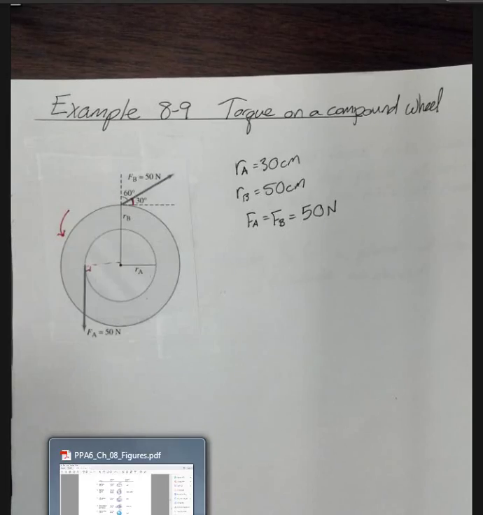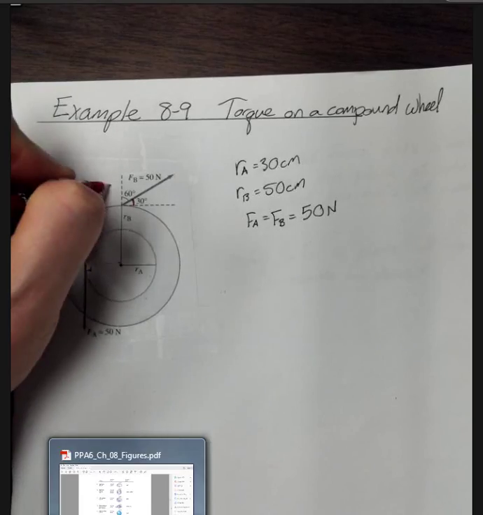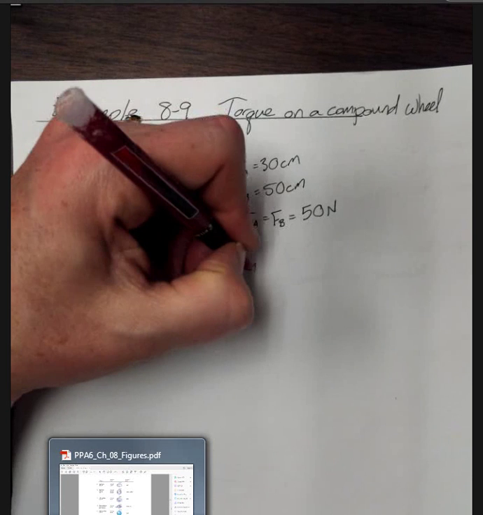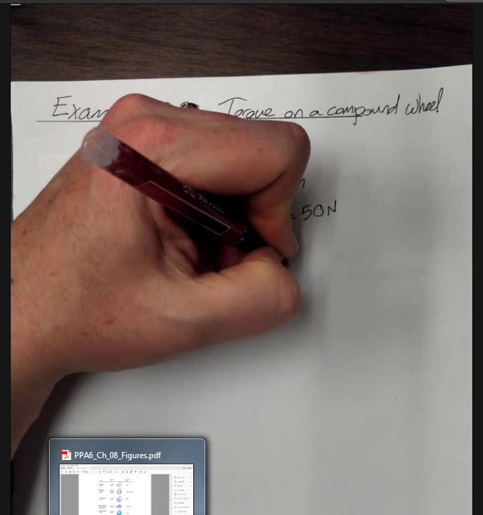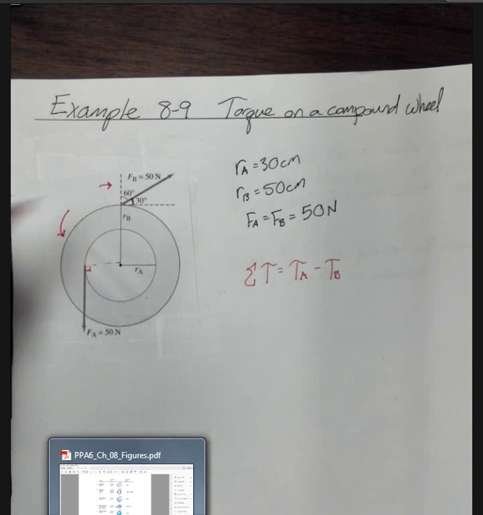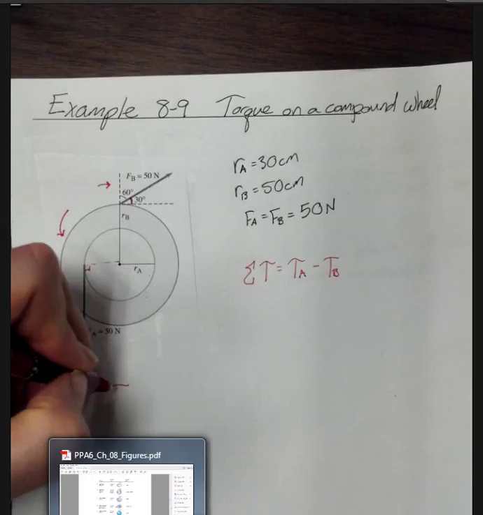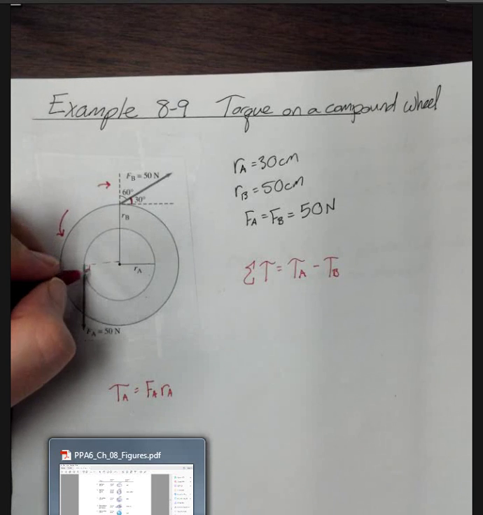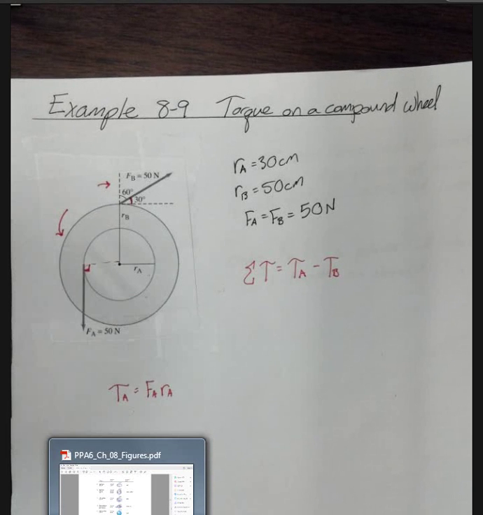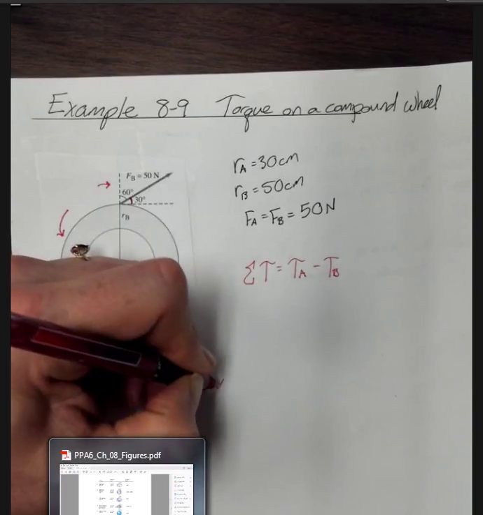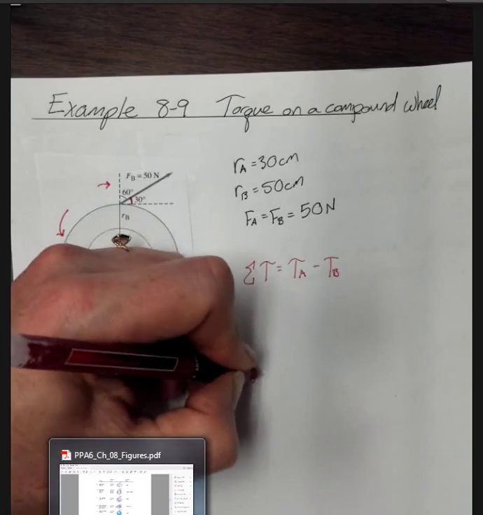FA is going to cause the wheel to rotate counterclockwise. FB is going to cause the wheel to rotate clockwise. So we've got a positive and a negative torque. The sum of all torques will be torque from A minus torque from B, because B is given as a negative value. So torque A is given as FA RA, where your angle of separation is 90 degrees. So you've got 0.30 meters times 50 newtons equals.